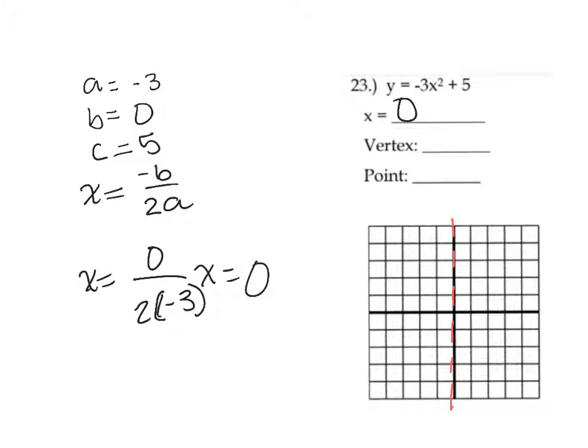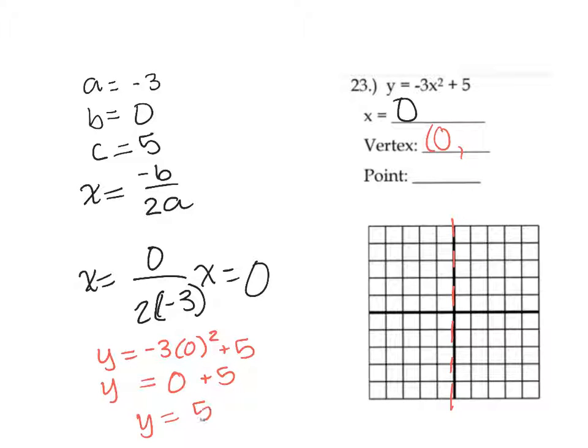Now my vertex will start at 0, will be the x coordinate, and now I need to find the y coordinate. So I'm going to take y equals, and anywhere I see an x in that original equation, I'm going to plug a 0 back in. Negative 3 times 0 squared plus 5. Any number times 0, I know that's just going to be 0 plus 5 equals y, and y is going to equal positive 5. So the vertex will be at the point 0, 5.